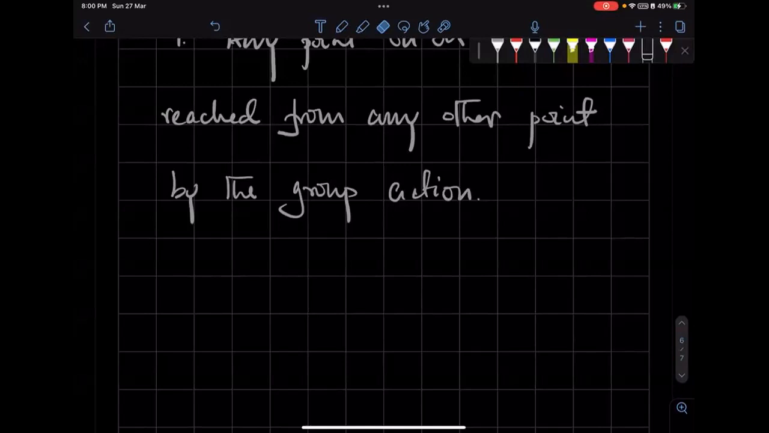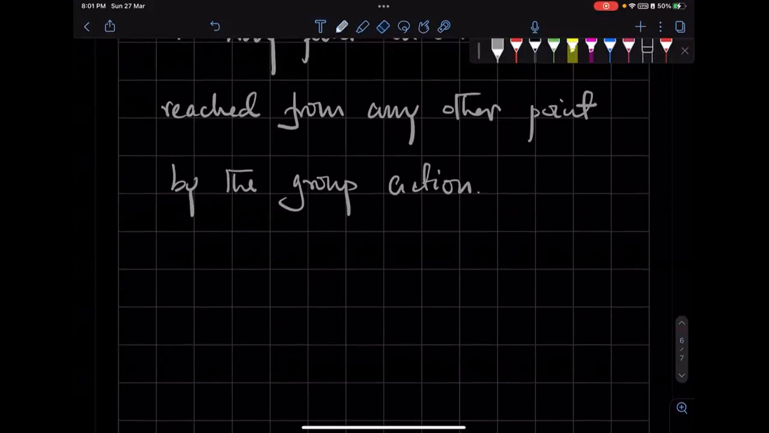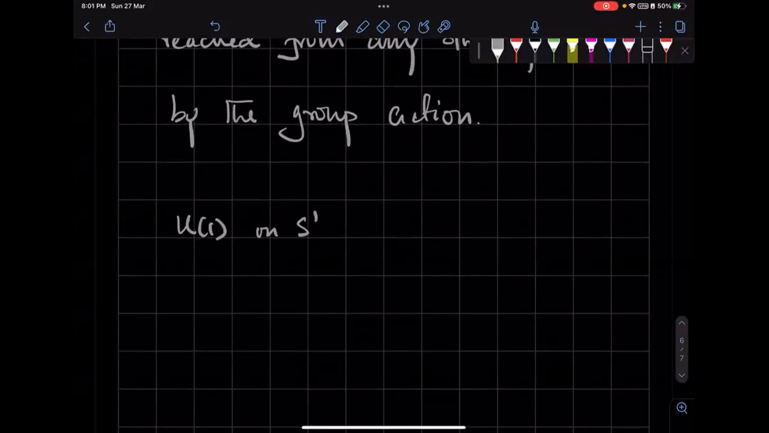So you have to tell me what M is, you have to tell me what G is, right? How about the action of U1 on S1? We know that U1 is the same thing as SO2, right? An element of U1 can be written as e to the power i theta, where theta goes from 0 to 2 pi.